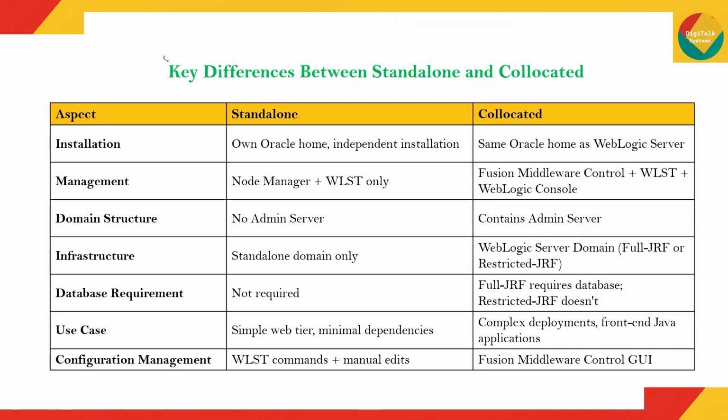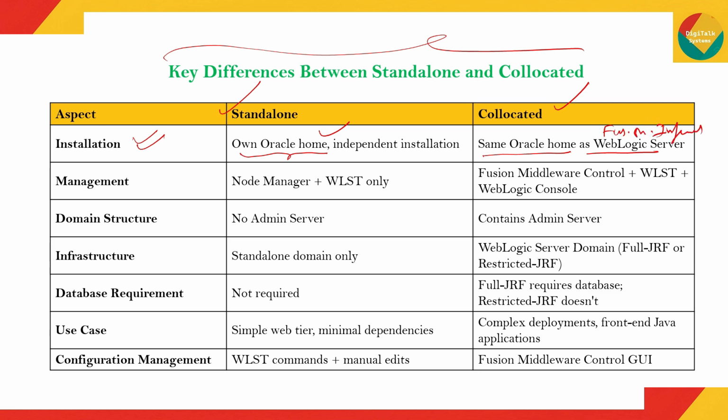Now let us quickly recap and summarize everything we have discussed. Specifically, in standalone, when we do the installation, we do not need the Fusion Middleware infrastructure. Your standalone OHS has its own Oracle home and an independent installation, but when we go for co-located, you need to install the Fusion Middleware infrastructure. Management: in standalone, you only have the Node Manager and the built-in WLST script.